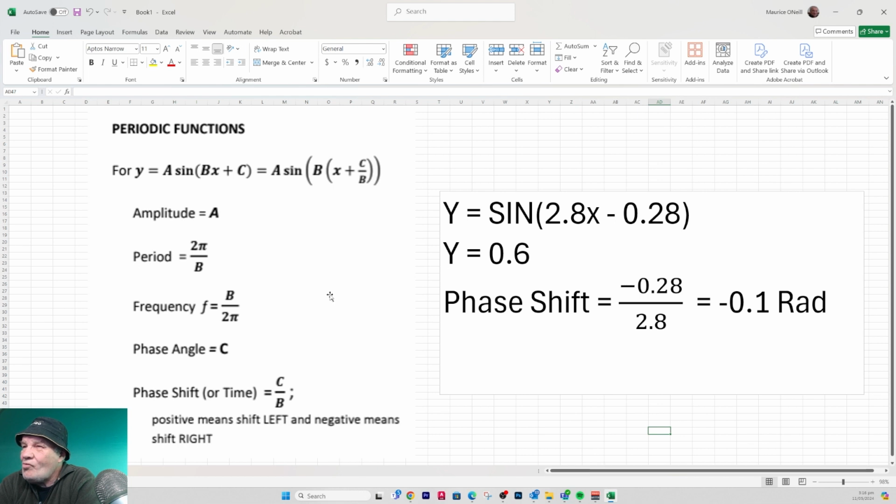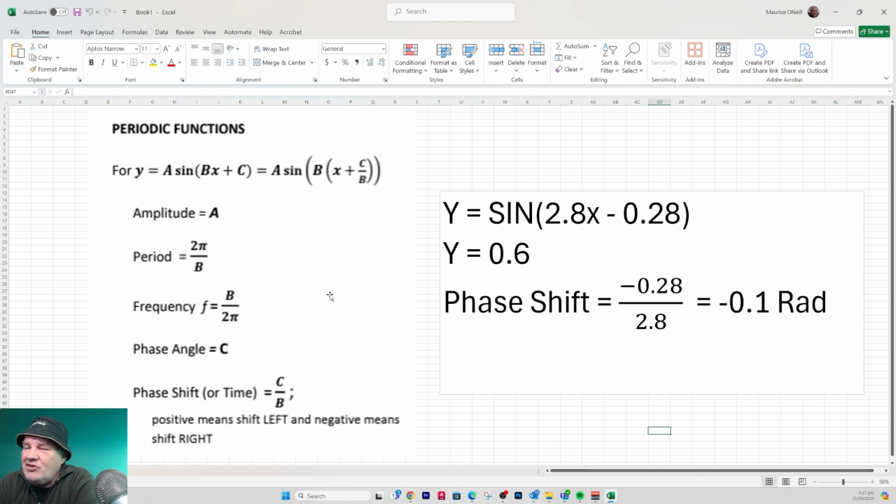So what we're going to be looking at here is the function y equals sine 2.8x minus 0.28. And to look at that, we're going to look at its intersection with the line y equals 0.6 to see if we can graphically illustrate the phase shift and its quantum.